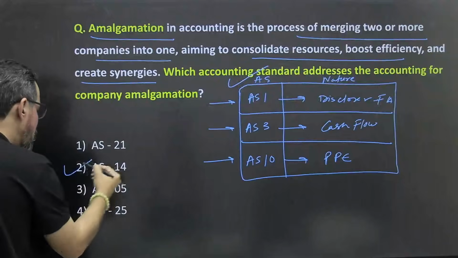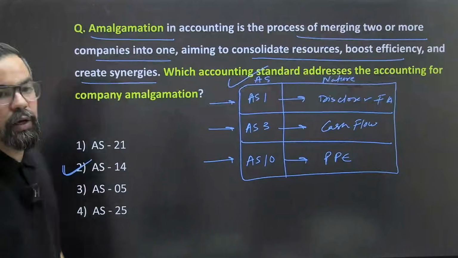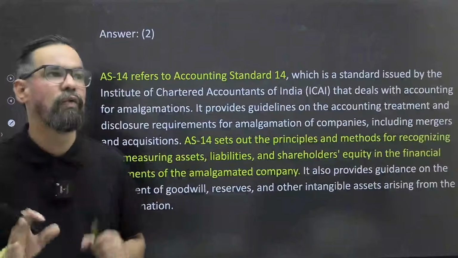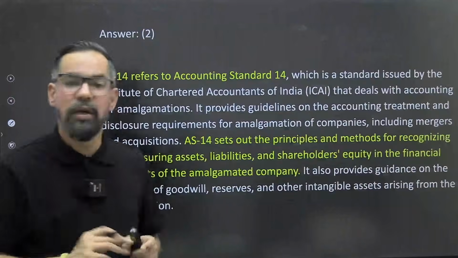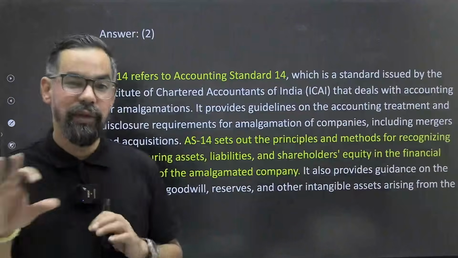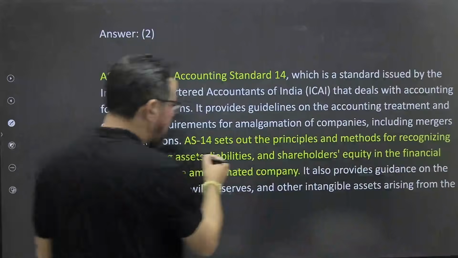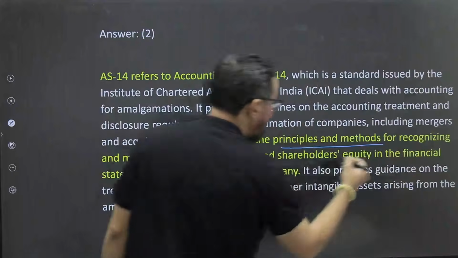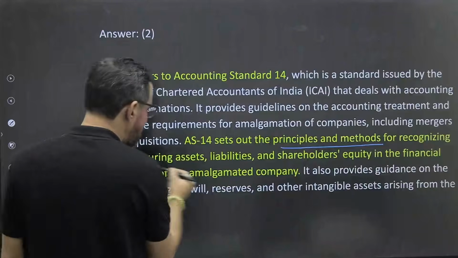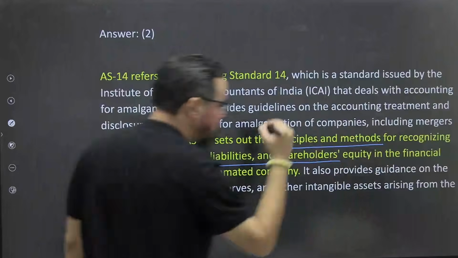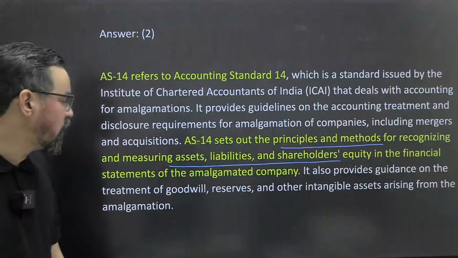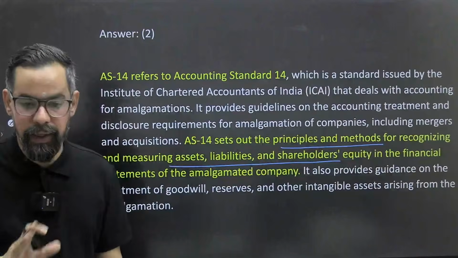So what will be your correct answer? Accounting standard 14. Okay? So accounting standard 14 we generally deal with the mergers things. Okay? What will be the liability shares or asset shares and everything. Okay? So accounting standard 14 set out the principle and methods for recognizing and measuring asset, liabilities, and shareholders' equity in financial statement of both amalgamated company, right? So this is the one.